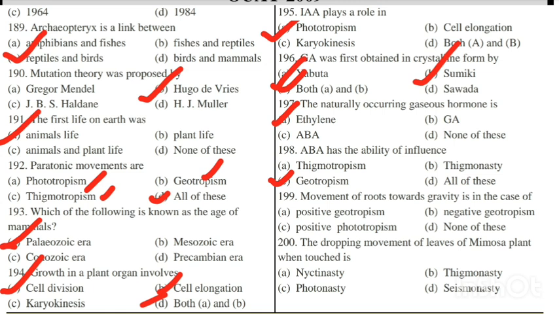Movement of root towards gravity is in the case of positive geotropism, they show positivity towards gravity. Next question, the drooping movement of leaves of the mimosa plant or touch-me-not plant when touched is called thigmotropism. So it is all about the biology MCQs of OUAT entrance test 2009.